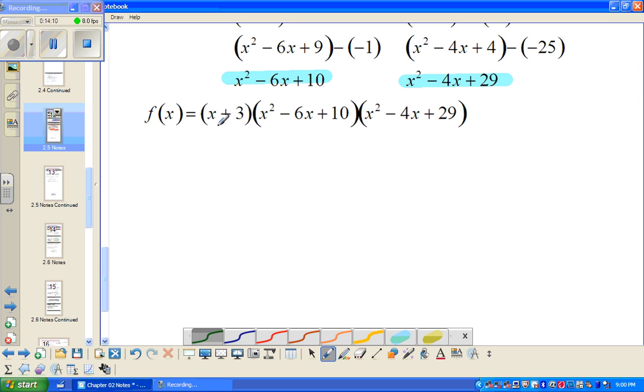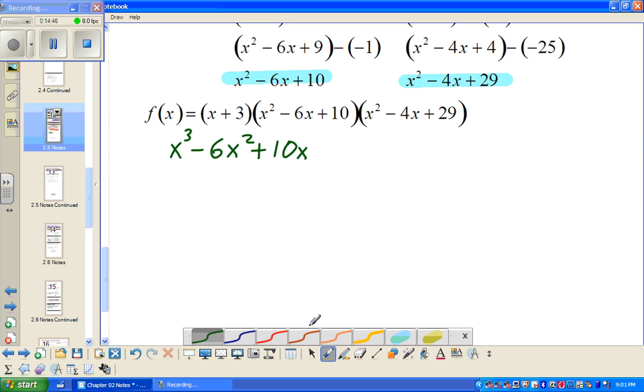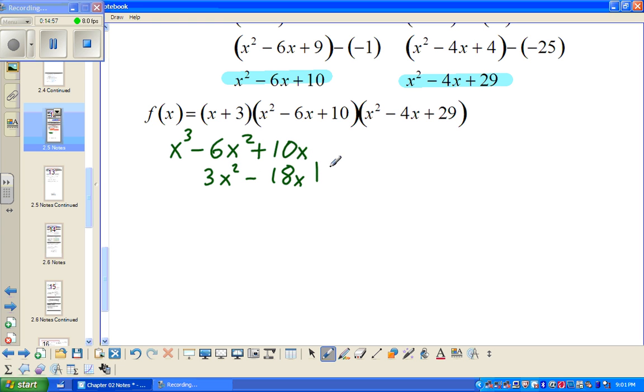So what I would do next is multiply x plus 3 times x squared minus 6x plus 10. The way I do it is I multiply all three terms here by x first, then all three terms by the 3. So I would get x cubed minus 6x squared plus 10x. And then right below that, I would write in the 3 times each of those, and I'd line those up in the appropriate columns. So I'd have a plus 3x squared minus 18x plus 30.